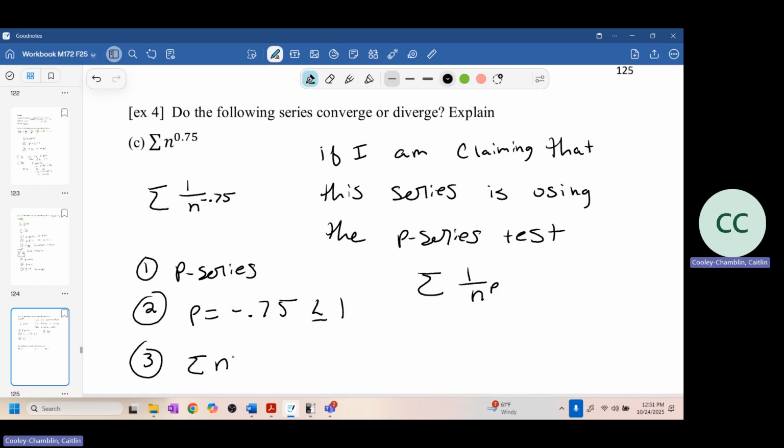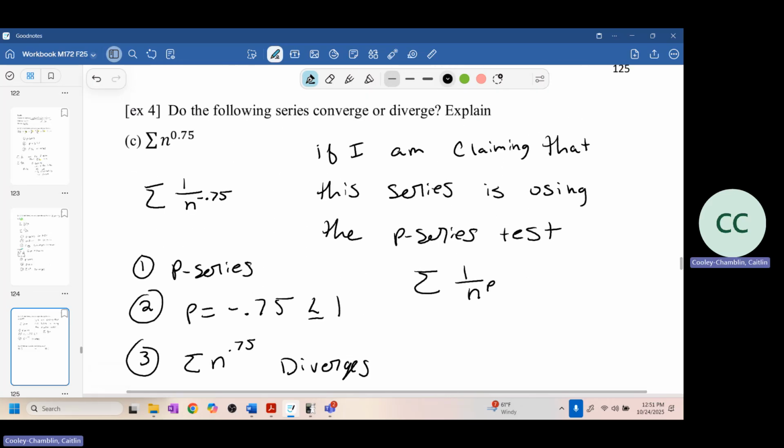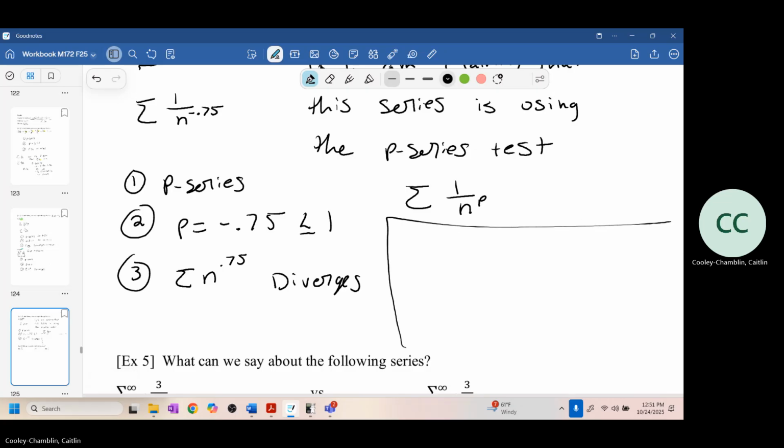So the summation of n to the 0.75 diverges. Okay, we really could have used the nth term test here, because the limit as n goes to infinity of this. Just a side note, nth term test: the limit as n goes to infinity of n to the 0.75 equals infinity, so it diverges.